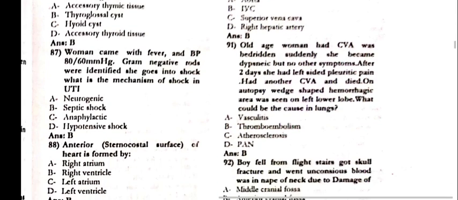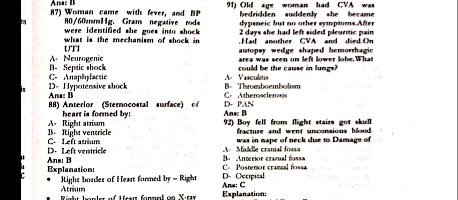Next, 91, an old age woman with a CVA was bedridden. Suddenly became dyspneic, but no such symptoms. After 2 days, she had left-sided pleuritic chest pain, had a CVA and died. On autopsy, wedge-shaped hemorrhagic areas were seen in the left lower lobe. This is due to thromboembolism.